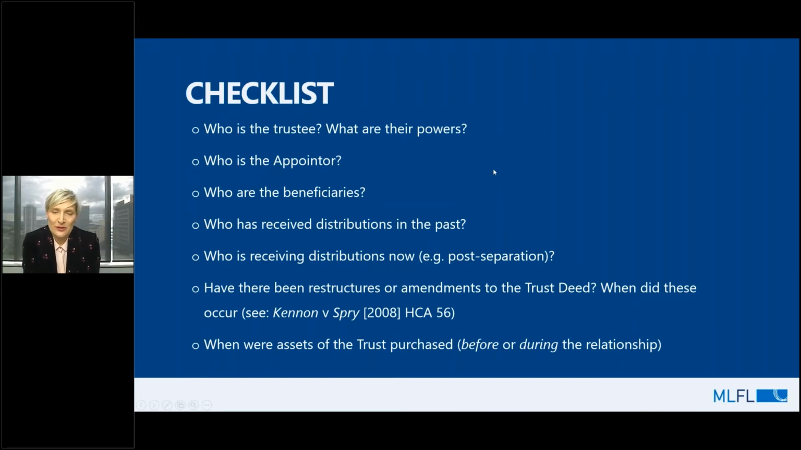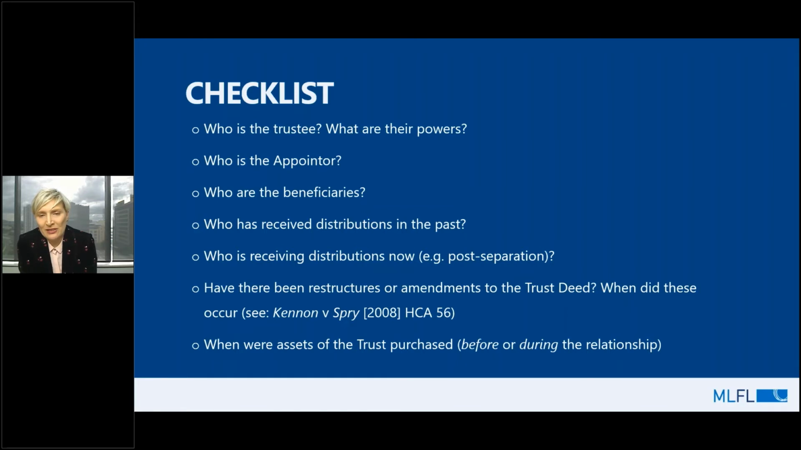This is probably one of the most useful parts of the slides for accountants moving forward, I expect, in terms of wanting to turn their mind to the preliminary assessment as to whether the property of the trust might be considered property for the purposes of property settlement. Who is the trustee and what are their powers? Who is the appointor? Who are the beneficiaries? Who has received distributions in the past and who is receiving distributions now?